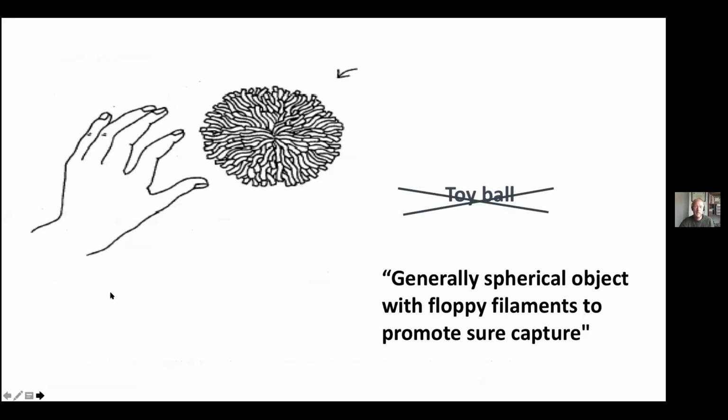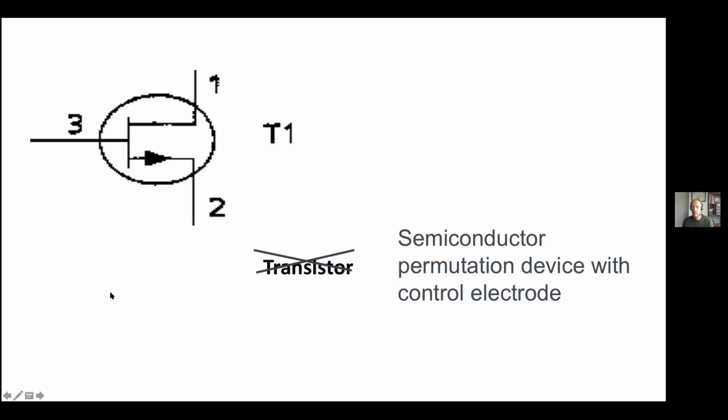Or here, someone who knows about electronics knows that this would describe a transistor, but instead of transistor, the patent lawyers or the inventors call it a semiconductor permutation device control electrode. So it's also an example where, with keyword search only, it would be really hard to find these kinds of patents which have this kind of patent language in their titles or even in their abstracts.